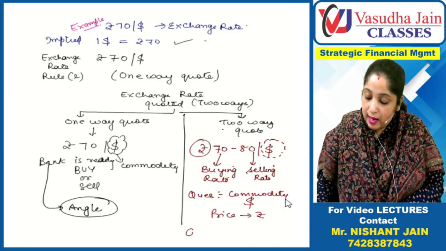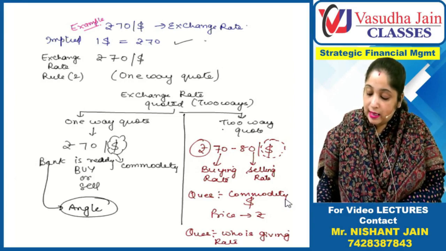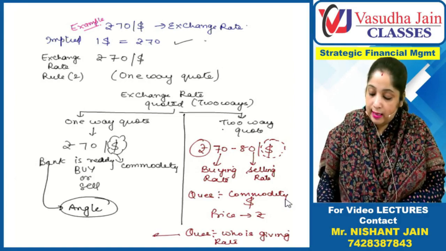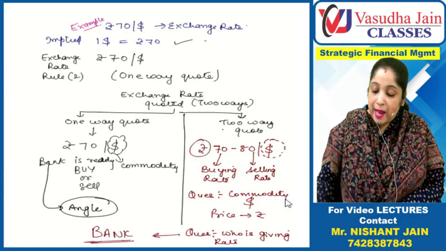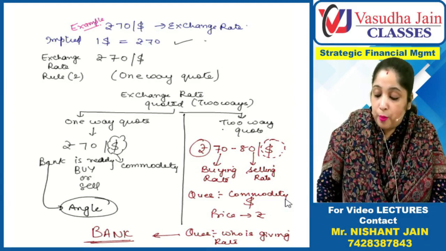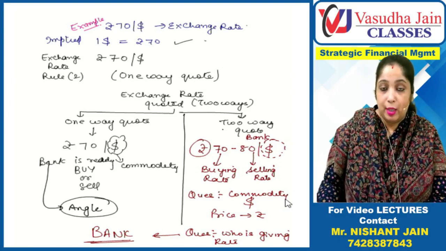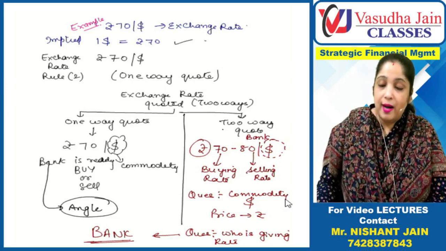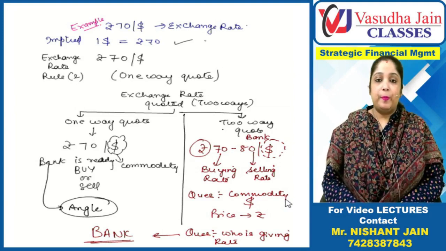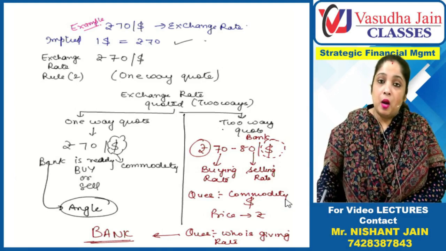Now who is giving you this rate? The rate is given by the bank. So that means the bank is saying this rate is from the angle of the bank. So the bank is saying that I will buy $1 for 70 rupees. I will sell $1 for 80 rupees. So these quotations are given by banks, so they are meant according to the bank.